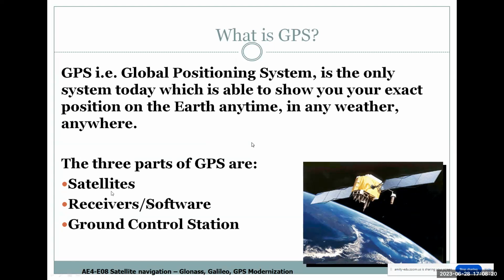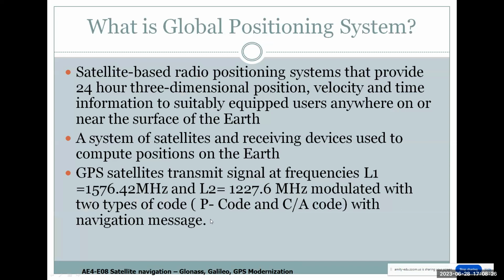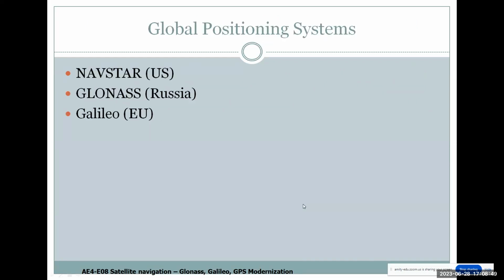So GPS has 3 parts. The first one is the satellite, then the receiver software, and the ground control station. GPS satellites transmit 2 frequencies, L1 frequency and L2 frequency, with the help of 2 codes, P code and CA code. We cannot decode the P code, the precision code, but we can easily decode the coarse acquisition code for any country.